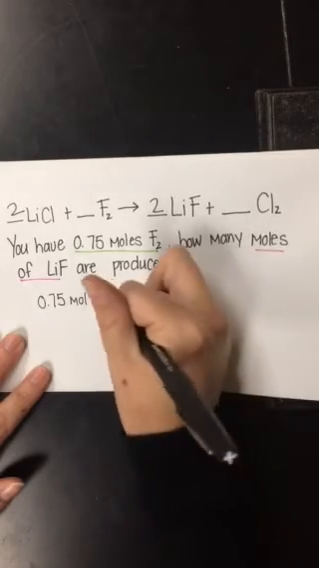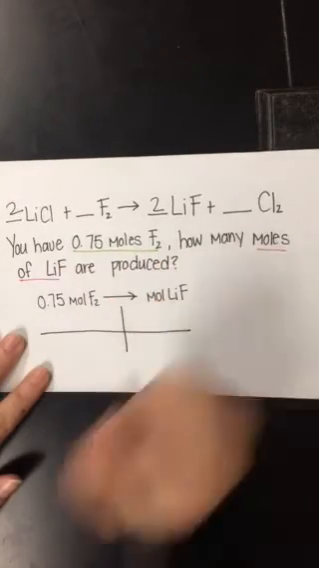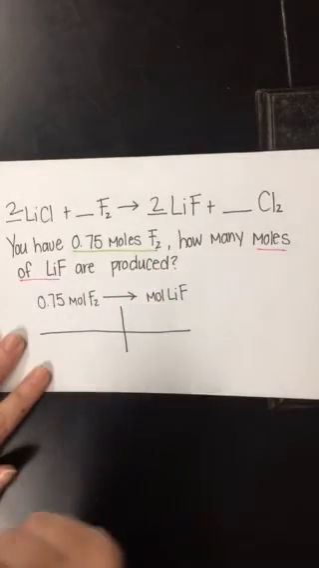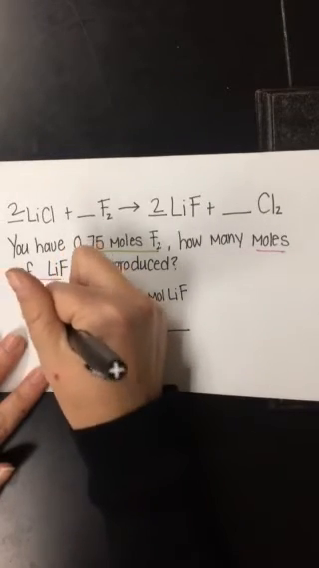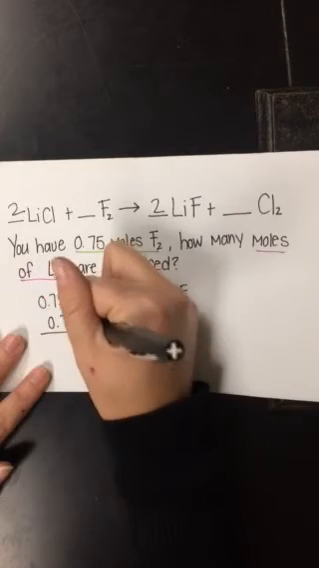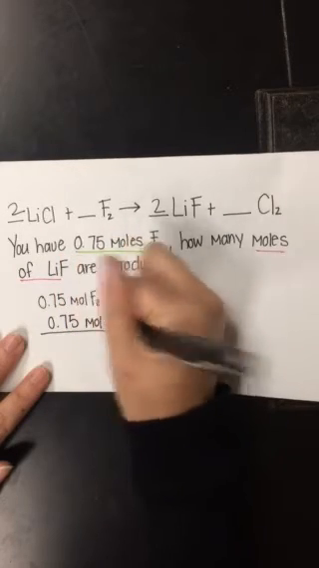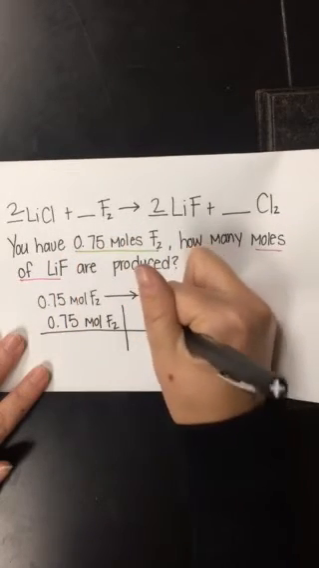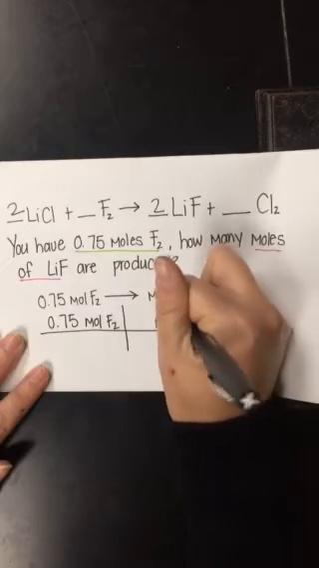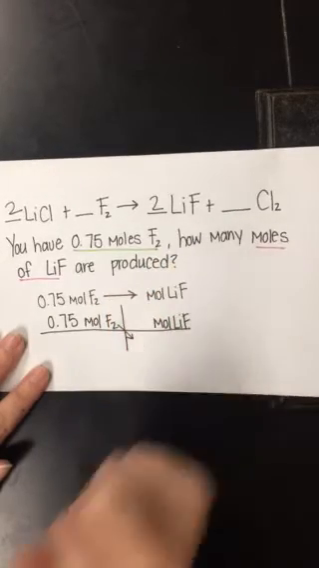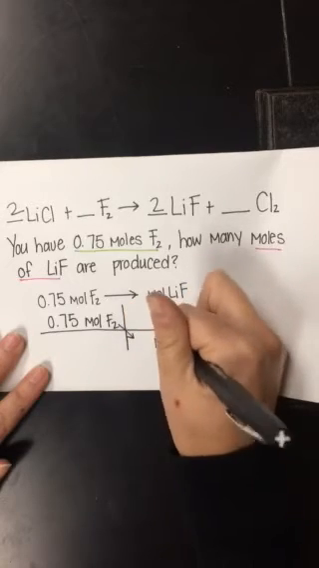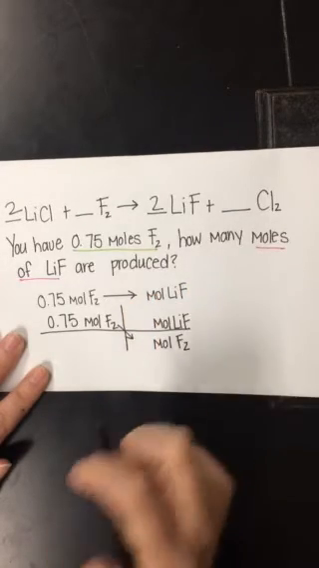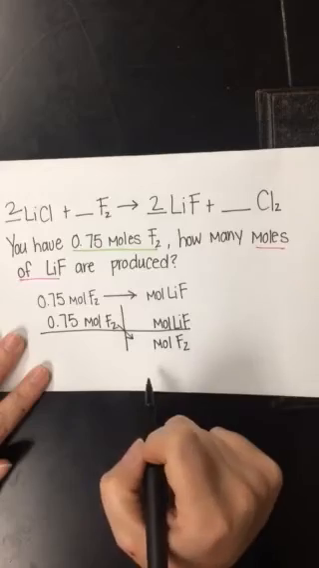Wherever there's an arrow, we draw a straight line down. Go ahead and plug everything into the boxes, pause the video, and see if you can do it. All right, you should get 0.75 moles of F2 here, moles of LiF here. Boxes diagonal from each other have to have the same units, so we know it's going to be moles of F2. We look at our balanced chemical equation for our mole ratio.